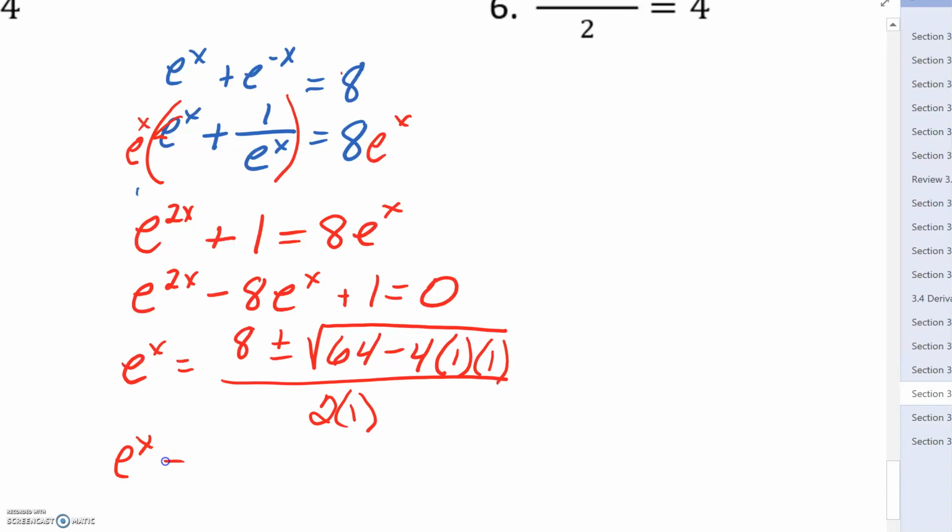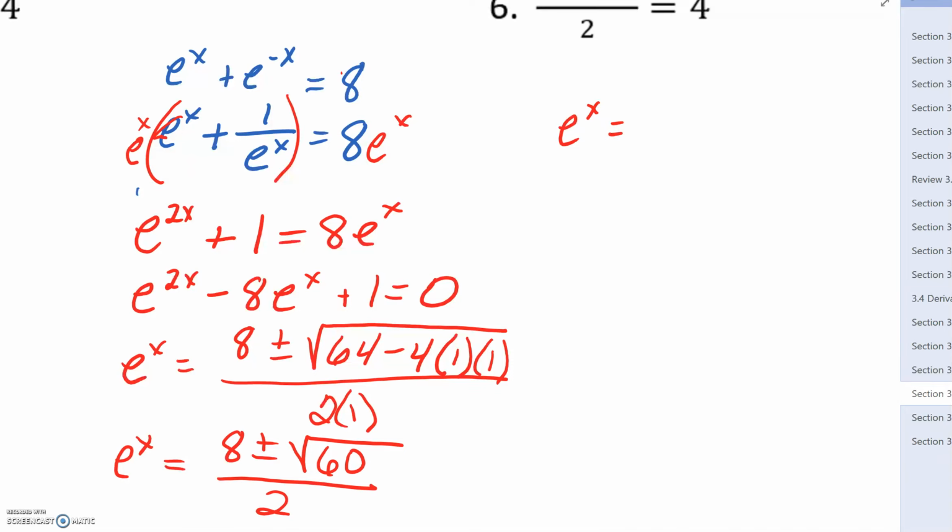That gives me e to the x equals 8 plus or minus... Here you just have 64 minus 4, which is 60, all over 2. And then what I would do at this point is just put those in my calculator. So let's go over there and do that.